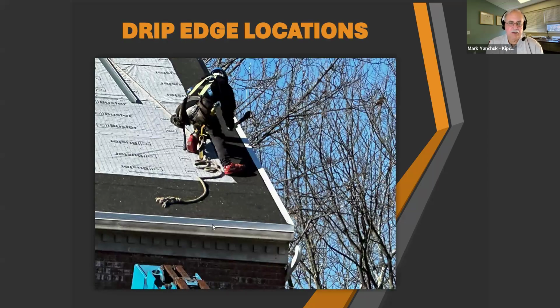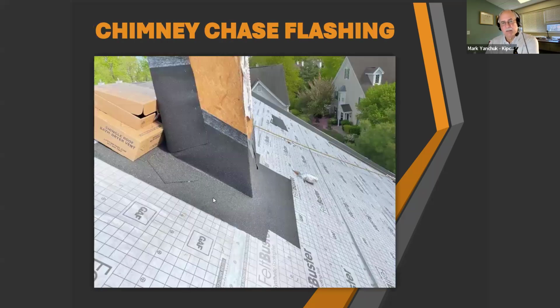This is the same. So on the roof eave, the drip edge, the ice and water shield goes over the drip edge. On the rake, the ice and water shield is under the drip edge. So you have to lap these things properly in order for the system to work. This is flashing around a chimney chase cover that had to be stripped in order to flash it.